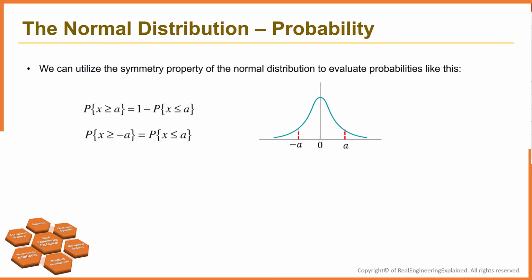We can utilize the symmetry property of the normal distribution to evaluate some probabilities like this. The probability of x equal or greater than a is equal to the total area under the PDF curve, which is 1, minus the probability of x equal or less than a. The probability for x equal or greater than minus a is equal to the probability for x equal or less than a.